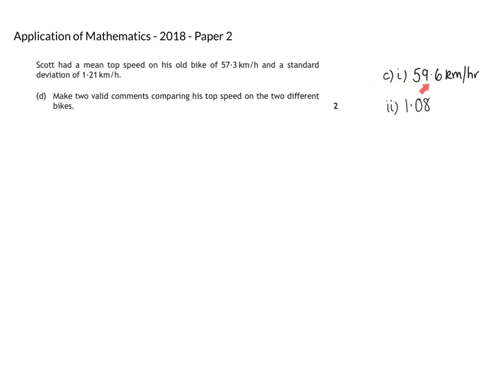So over here I have the data from part C that we had. We worked out the mean was 59.6 and the standard deviation was 1.08. So we need to make a comparison between them. Looking at the means, the value is lower on his old bike. And remember, with these questions, we've got to make a comparison that references the context of the question. So Scott has a higher top speed on his new bike, on average.